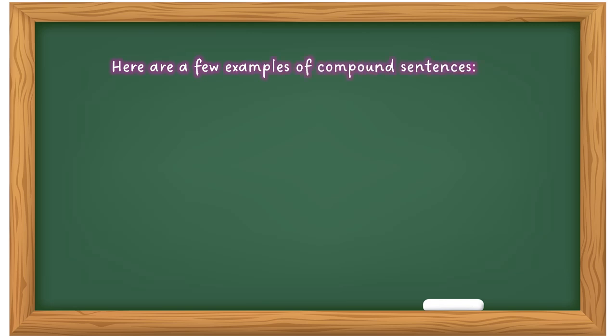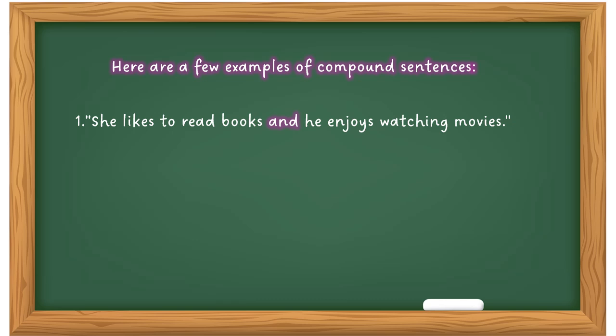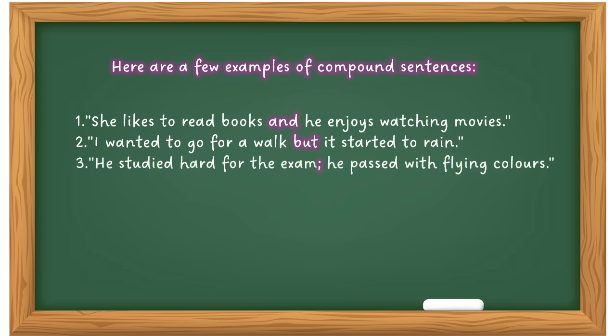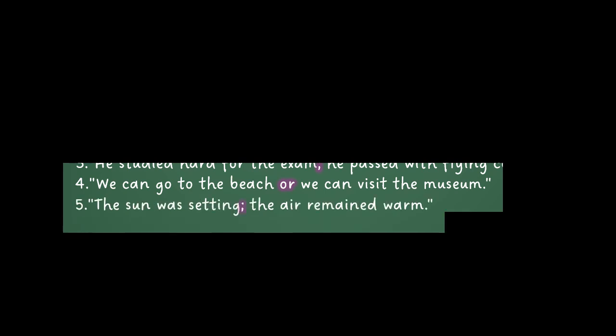All right, just to add to that, here are a few examples of compound sentences to help you get it into your head. Okay, she likes to read books and he enjoys watching movies. Two separate thoughts joined by a connecting word. I wanted to go for a walk, but it started to rain. Again, two thoughts joined by a connecting word. He studied hard for the exam. He passed with flying colours, using punctuation. Okay, we can go to the beach or we can visit the museum. Again, compound sentences make your speech sound more natural, or your written word for your reader more natural. It's got a better flow to it.